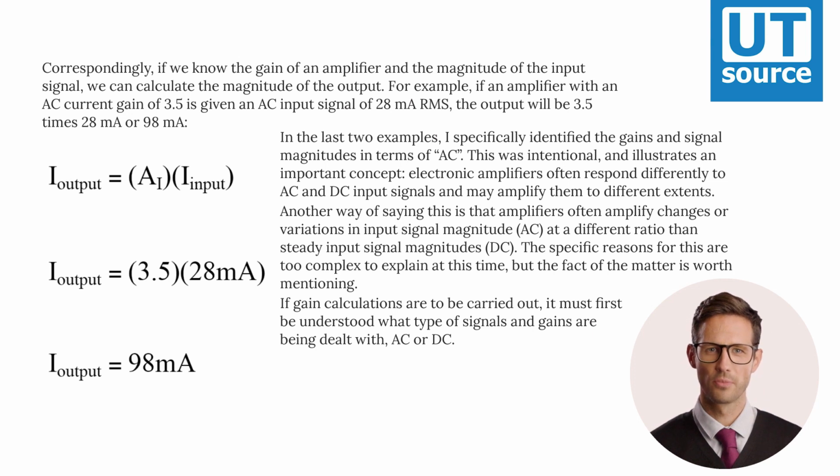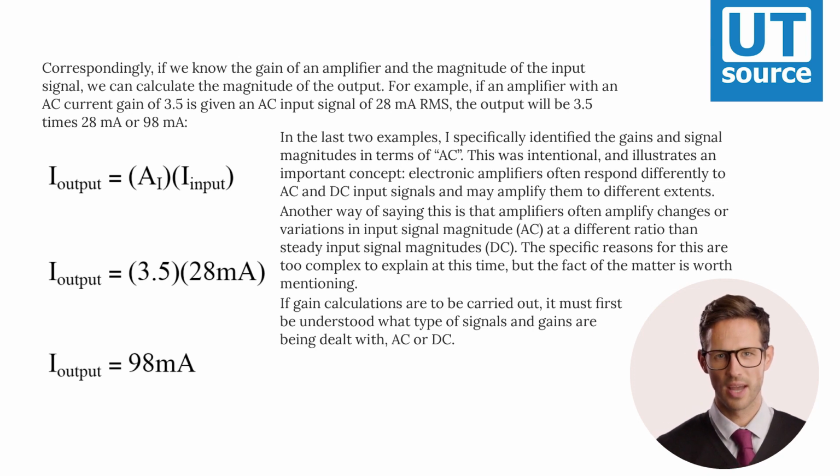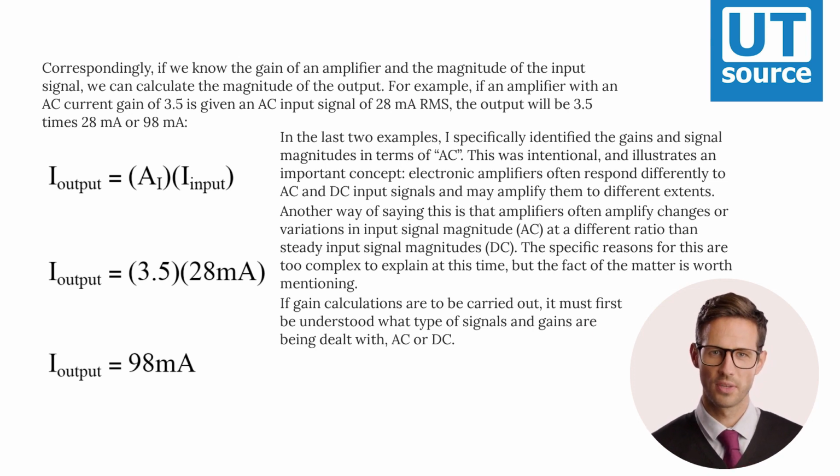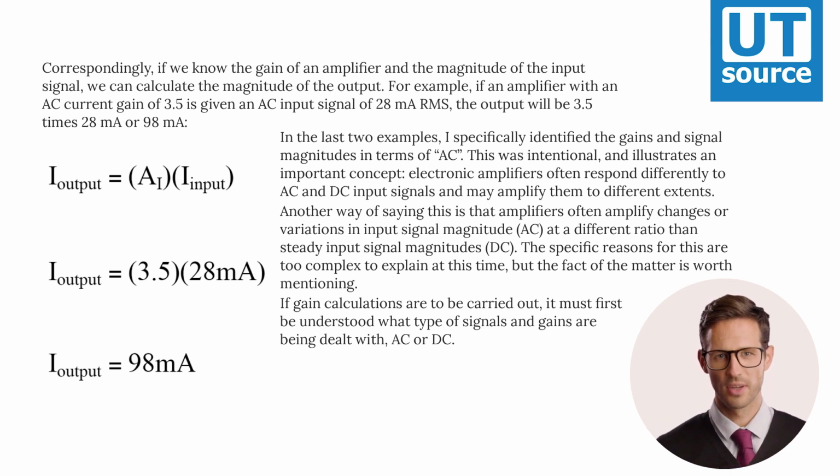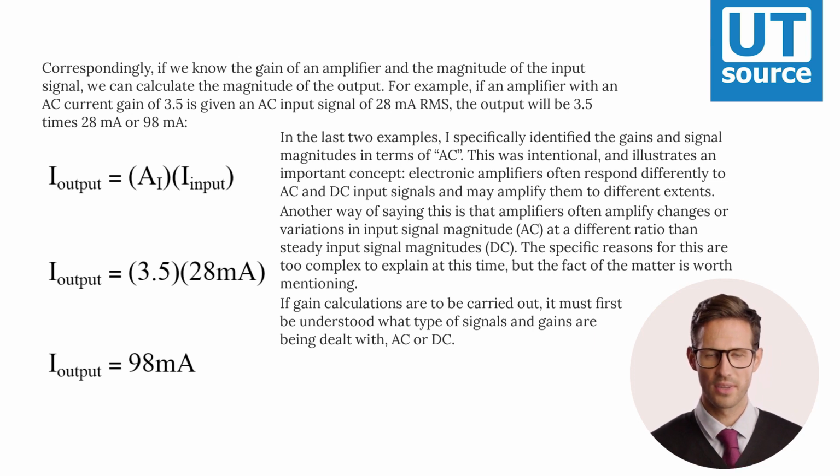In the last two examples, I specifically identified the gains and signal magnitudes in terms of AC. This was intentional and illustrates an important concept. Electronic amplifiers often respond differently to AC and DC input signals, and may amplify them to different extents. Another way of saying this is that amplifiers often amplify changes or variations in input signal magnitude, AC, at a different ratio than steady input signal magnitudes, DC.